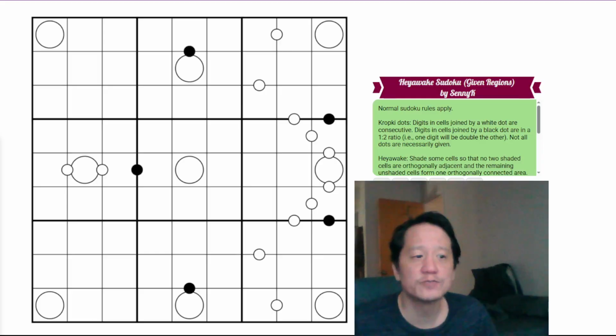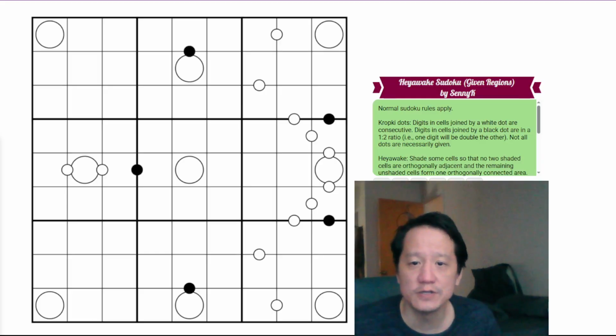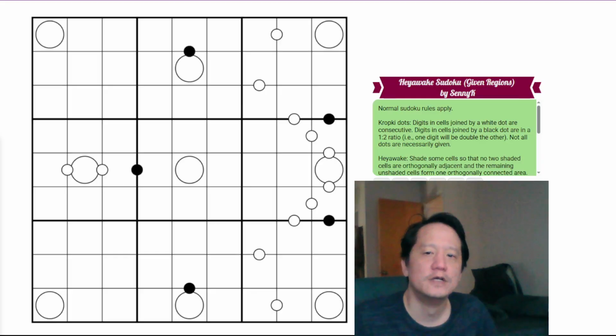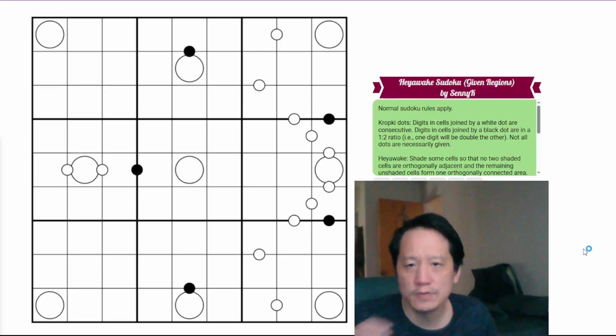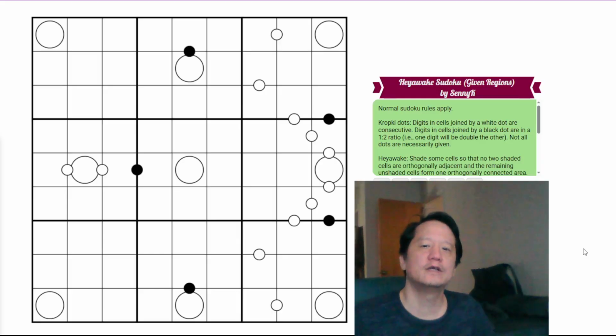And take that easiness with a grain of salt because it's considered easy by the people on the Logic Masters Germany forum, and there's a lot of really smart people there. Today's puzzle is called Heyawake Sudoku, which is given regions by Senny K. And here are the rules.